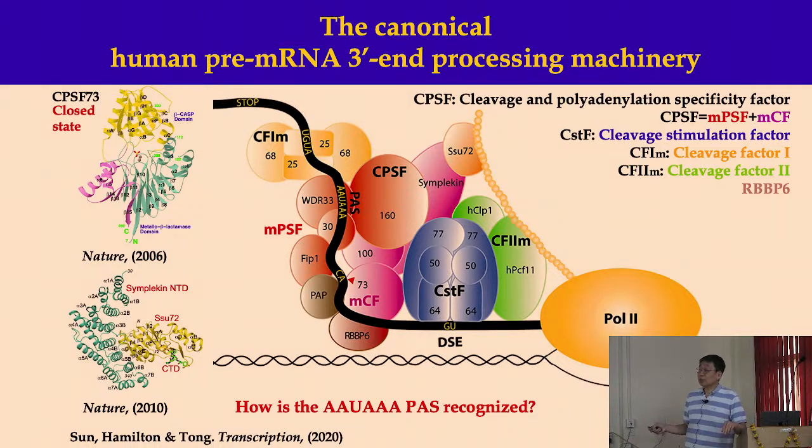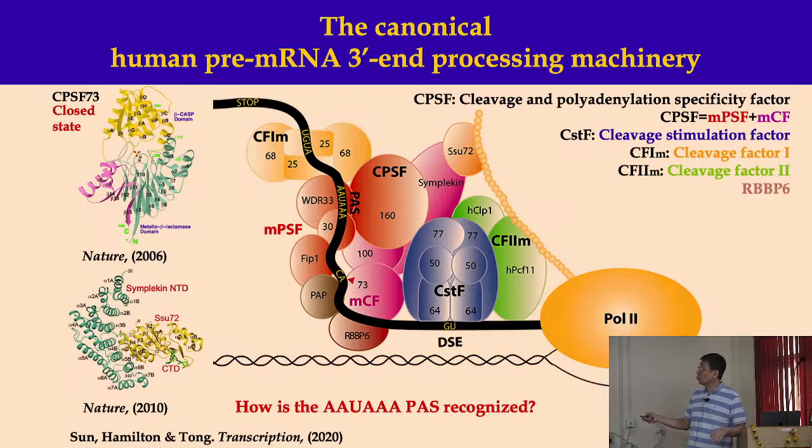So you may wonder, as I said, this poly A signal, the hexanucleotide, is critical for this processing event. So then the question is, how is the poly A signal recognized by this machinery? As you know, the poly A signal is recognized by MPSF, which is shown in red. Specifically, CPSF160, WDR33, and CPSF30 have a critical role in that recognition.